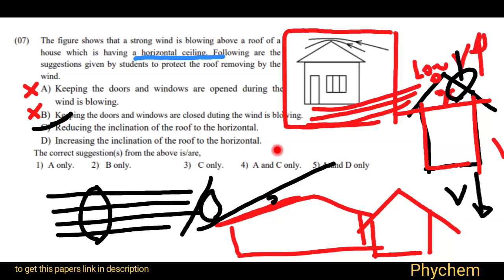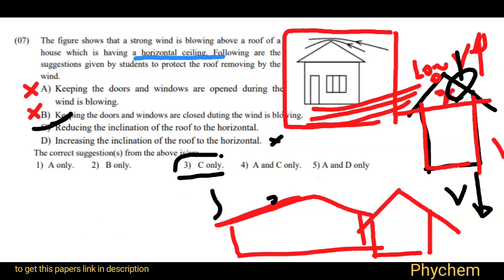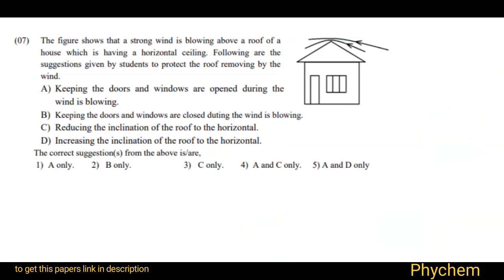So they are saying you have to protect it. By increasing the inclination, you cannot protect it. You can easily destroy your roof, so that will not work out. So this question is answered by C. That's it. Okay, let's move to the next question.